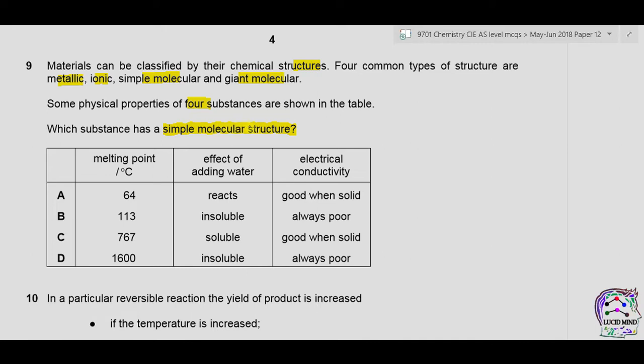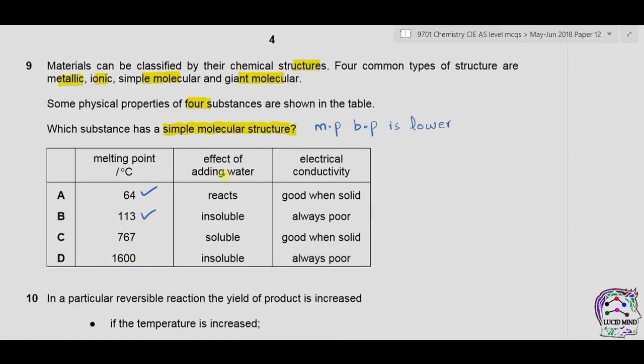Now we know that in simple molecular structure, weaker intermolecular forces are present, so therefore the melting point and boiling point should be low. Ionic and metallic bonds have high melting points, so therefore for simple molecular structure the melting point could be 64 and 113. 767 is for ionic bond and 1600 is for giant molecular structures.